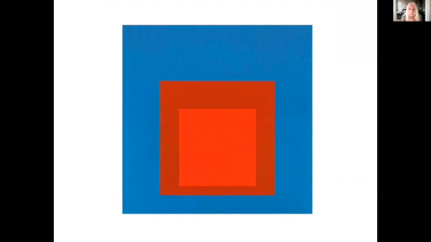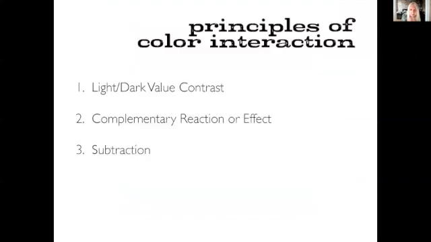So what are the principles of color interaction? We have light, dark, and value contrast. So light and dark, and the value, whether it's white or we've added gray, whatever value it's in, those contrasts matter. Number two is the complementary reaction or effect, which is like the opposite ends of the color wheel. And then the third would be subtraction, where it feels like we're cutting out a piece of the color.